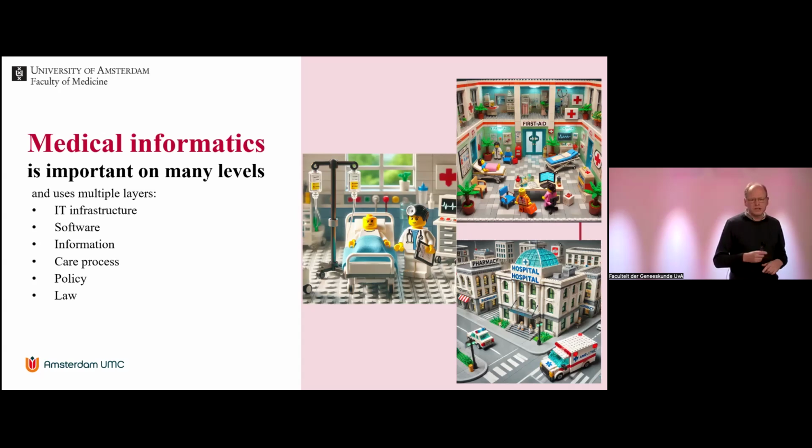When we look at these particular levels, we also need to address multiple layers. We have the lowest layer where we have the infrastructure, the cables, the networks, but also the software that is running on this infrastructure, the information that is processed by the software, and the care processes that need that information. To make all this possible, the policies of organizations and the laws in the country may need adjustments to make these changes in processes possible.